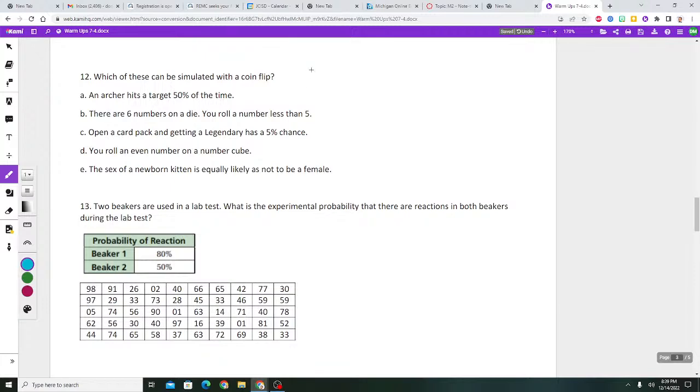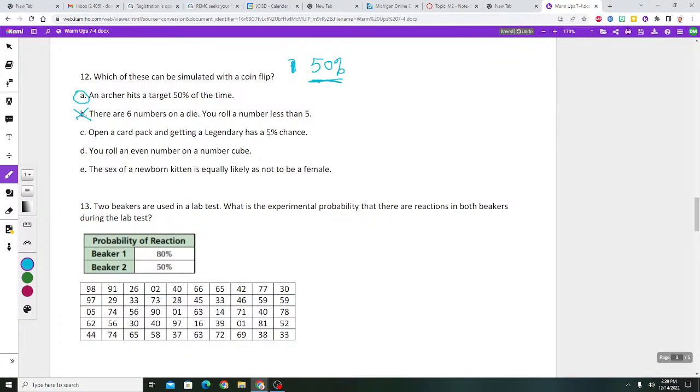Making sure you understand this, the probability of a coin flip is 50% heads and 50% tails. So we're looking for things that are 50%. An archer hits a target 50% of the time. We can represent that with a coin flip. There are 6 numbers on a die. You roll a number less than 5. Well, that's not going to work because there's actually 4 numbers less than 5.